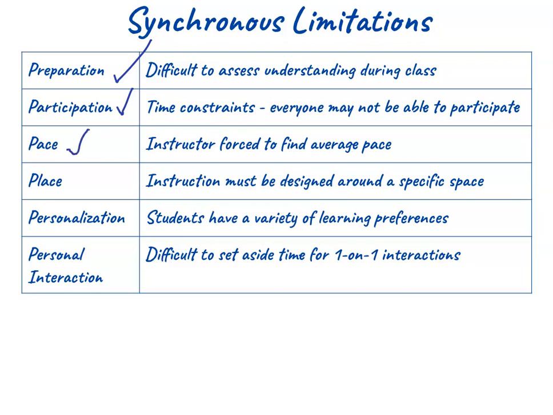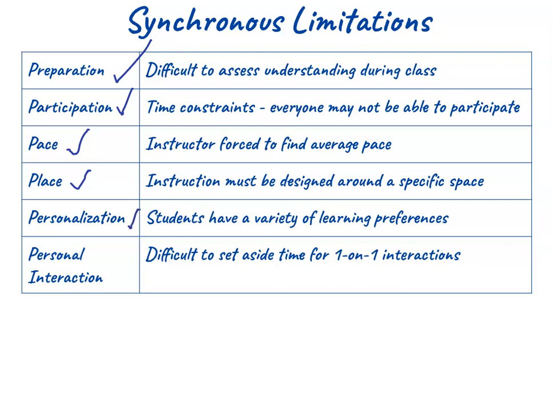Pace: when an instructor has to find the average pace, that frustrates a lot of people and bores a lot of people. So that could be looked at as a limitation. Place: even though people like to go and have class together, place could be limiting, because the instruction has to be designed around a specific space at a specific time. So there's a limitation side to it.